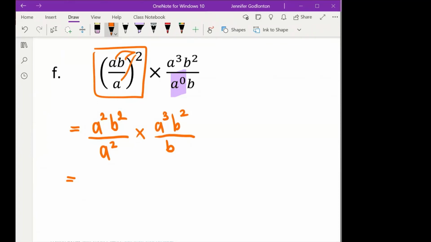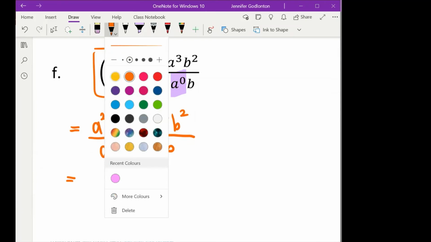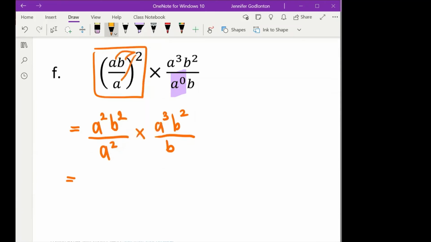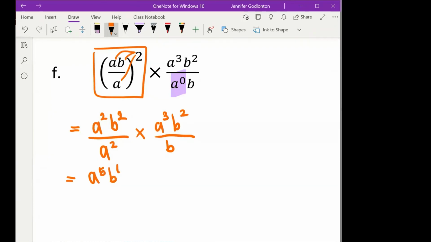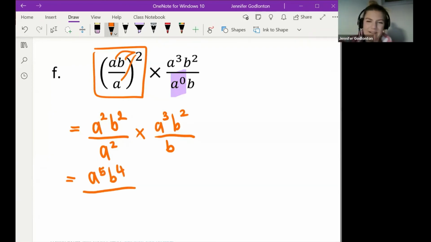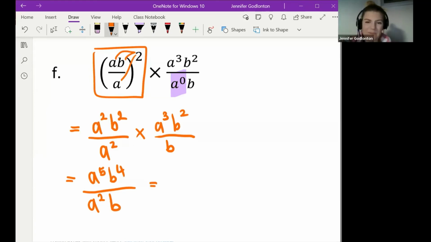Okay. We times, sorry. And then we get a to the power of 5 and b to the power of 4, over a to the power of 2 and b. Perfect. So what's my final answer going to be?